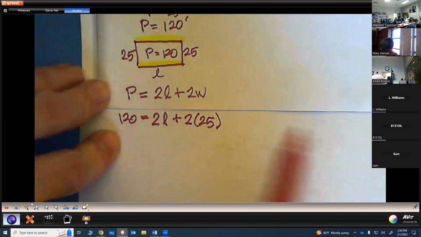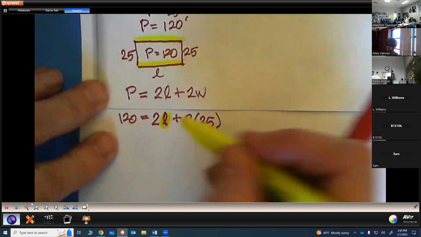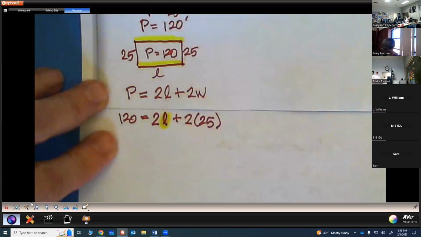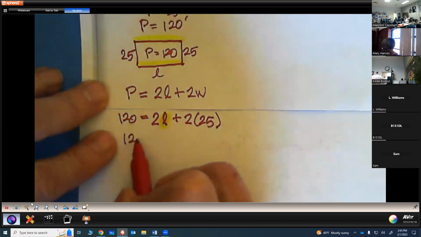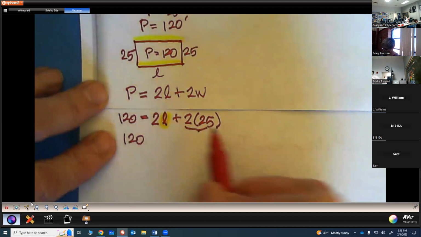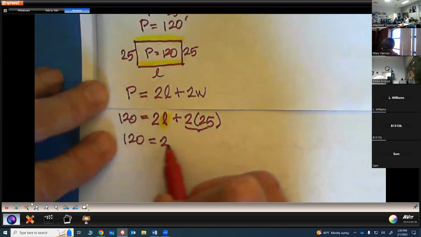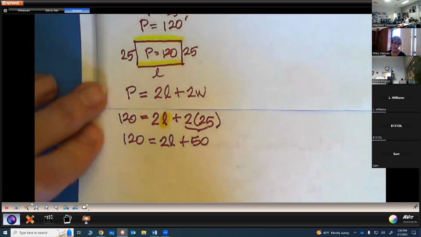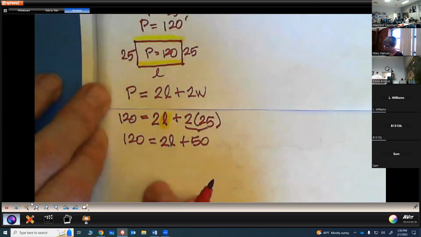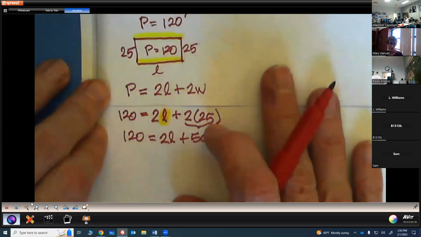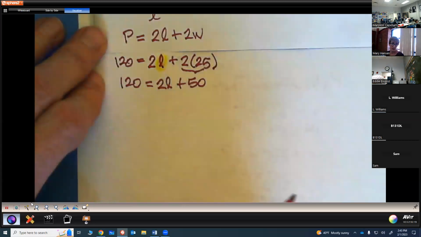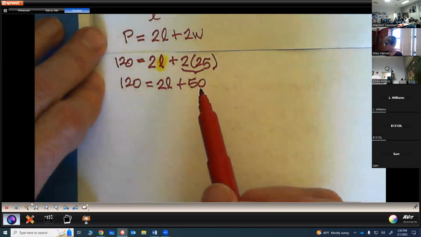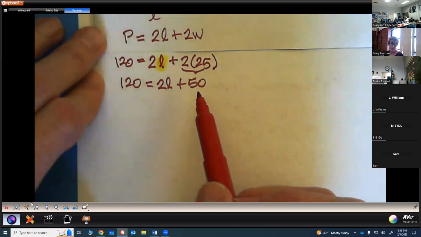We have one thing we don't know, and that is the length. And so I can see that I can multiply 2 times 25. So I'm going to do that. So I get a single number here. And 2 times 25 is 50. So now I have a 2-step algebra problem. I've got to get rid of the 2 and I've got to get rid of the 50. I'd suggest getting rid of the 50 first.